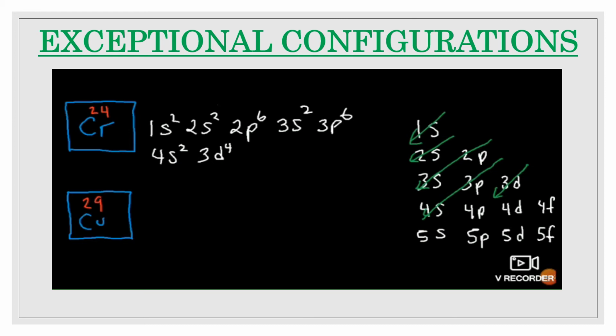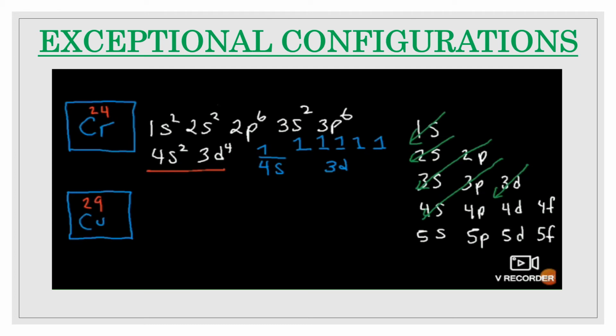However, the last part, the 4s2, 3d4, is going to change for chromium. Let's draw it out. So here's the 4s orbital, and here is the 3d orbital. Now instead of being 4s2, 3d4, which looks like this, we're going to get 4s1, 3d5.